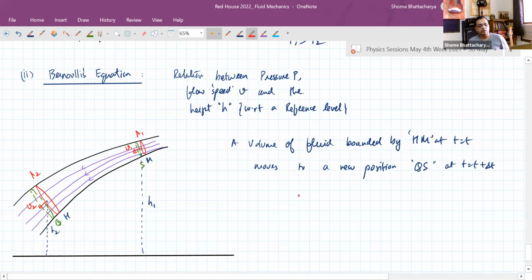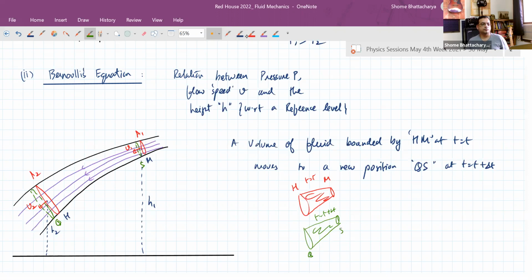So basically what I'm saying is that this volume of fluid, which was between the points H and M in my first diagram at time t, has now become this volume element. I've just drawn it alongside, but it's within the same pipe. So it's become this at t plus delta t. This point is Q, this point is S, in that much time.